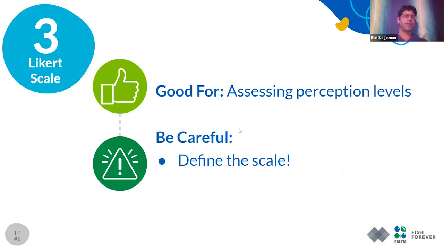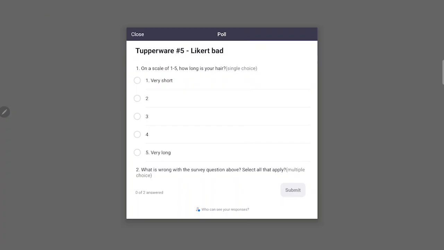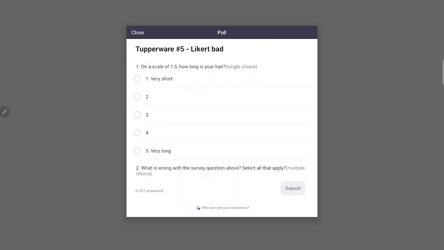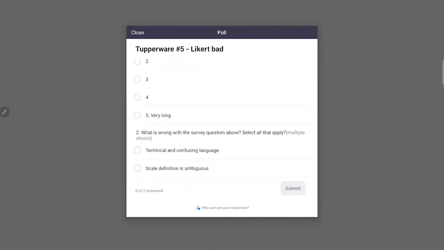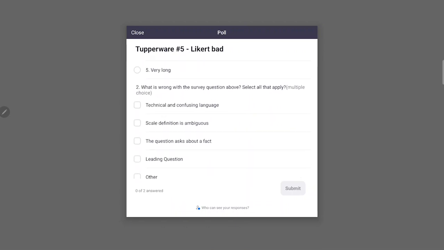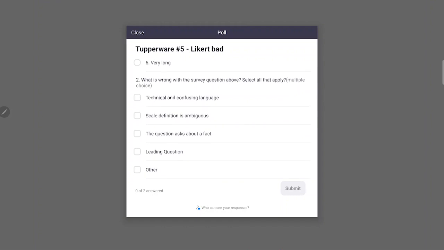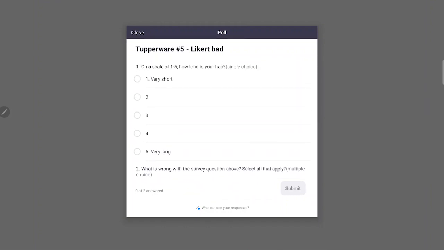One, you got to define the scale. So in this example, I have not really defined the scale. I've defined parts of it. Very short is 1 and very long is 5. But what's in the middle? What is a 3 here? A person might put 3 for medium, but they also might put 3 for neutral. I don't really know because I haven't defined it. Your 2 might be different than my 2.